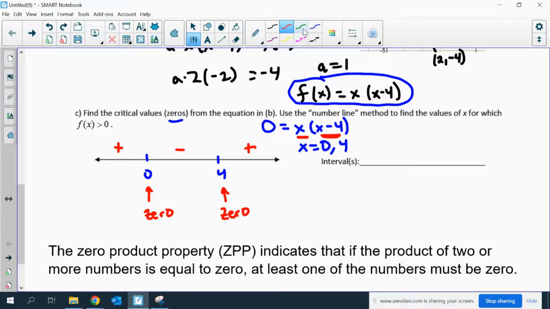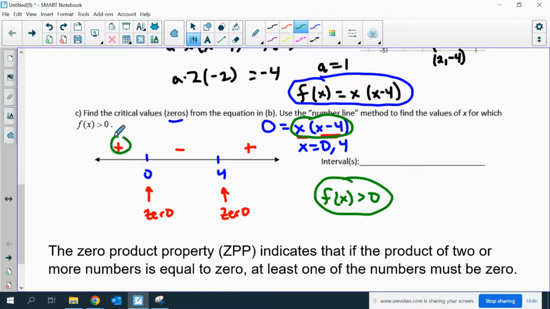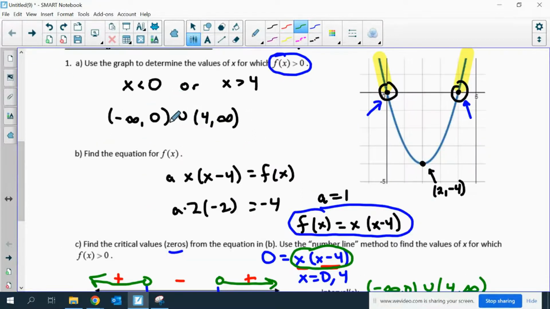And that's very helpful because I can solve questions like, is f of x greater than 0, by just figuring out where the critical points are on f of x, the critical values, and then subbing in numbers from each region and figuring it out. So if I'm looking for greater than 0, I look for the areas that have a positive sign, looking for a plus. So I would write negative infinity to 0, union 4 to infinity, which is the same thing that I got in part A.